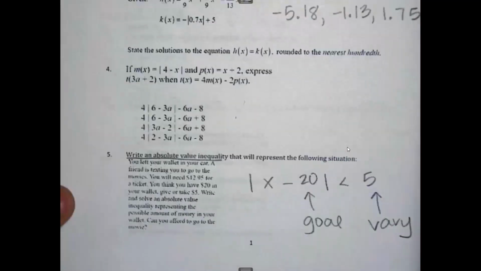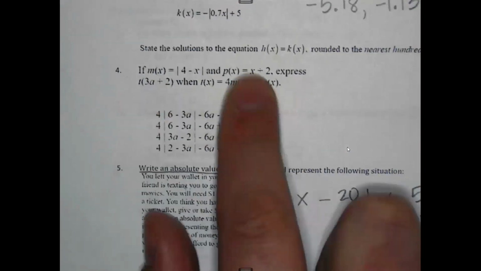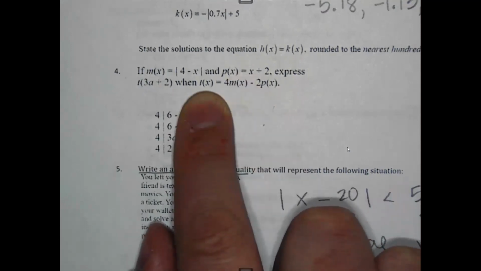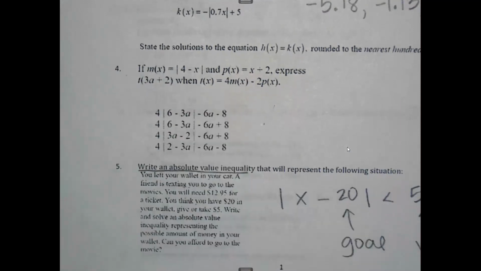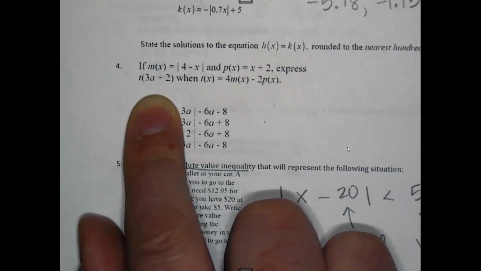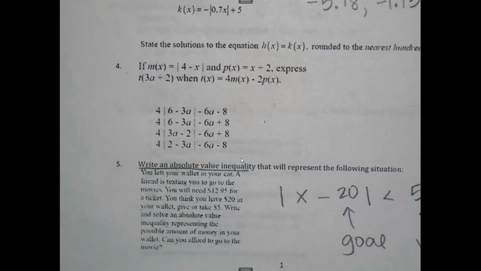So we have 3 different names for functions in this problem. We have m of x, we have p of x, and then we actually have t of x being a combination of the two. So we're going to type those names into Desmos first so that Desmos knows what we're talking about. And then once Desmos knows, we're going to tell Desmos to plug in 3a plus 2, but we're not going to use a because Desmos doesn't like a. We're going to use x. We're going to tell Desmos to plug in 3x plus 2. So let's go ahead and plug in those 3 names for Desmos so that Desmos knows who we're talking about.